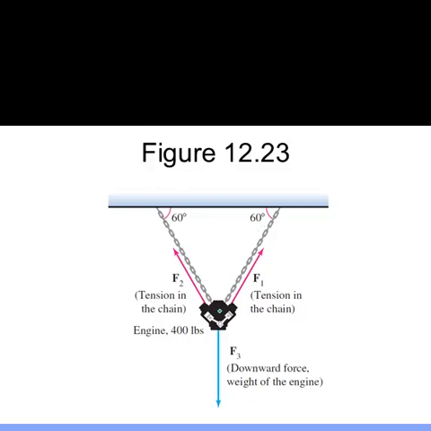Now, suppose that we know that the engine is 400 pounds. Can we find the tension on the chain? And what do we mean by tension? The tension is nothing more than the magnitude of the force being applied to the chains. Now, suppose that we analyze the forces. We have this little free body diagram where we have this downward force. We're calling it F sub 3 to indicate 400 pounds. We can even write this as negative 400 j hat, for example.